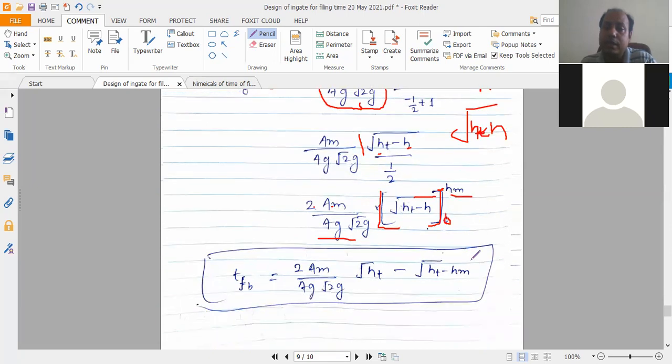0 to hm. When we put it in, it will be equal to 2Am, area of mold, divided by Ag, area of gate, root under 2g. Firstly you have to put the lower limit for the height, h equal to 0, then ht will appear here. If we put the higher limit, h equal to hm, it will appear here. So the total time of filling for the bottom gate will be like this.